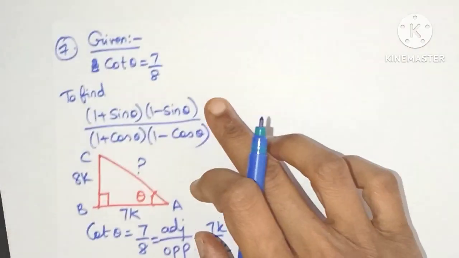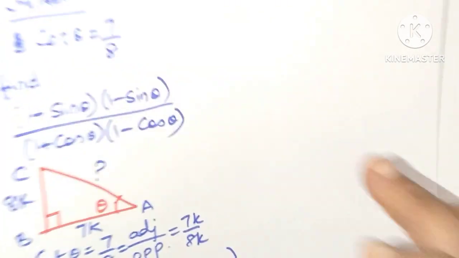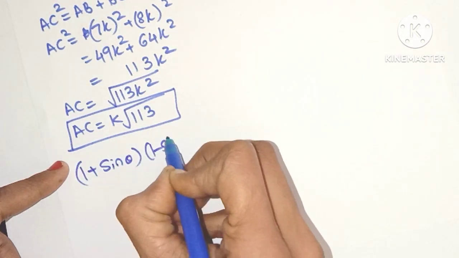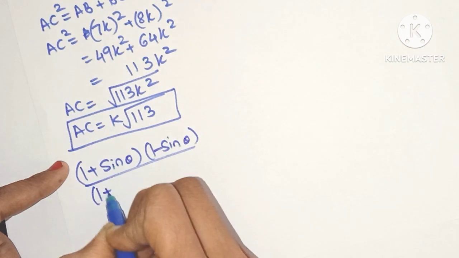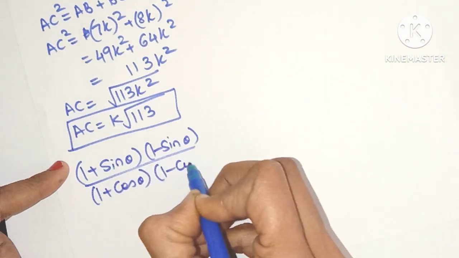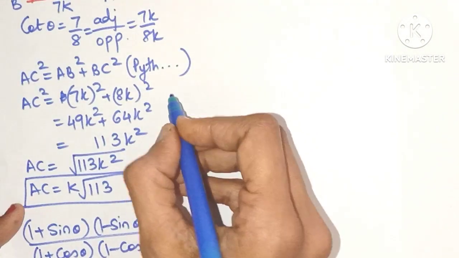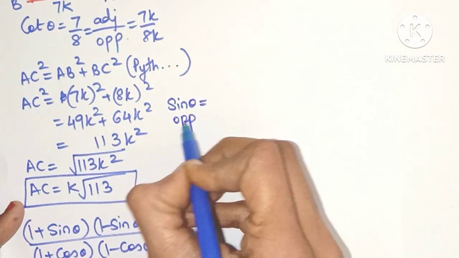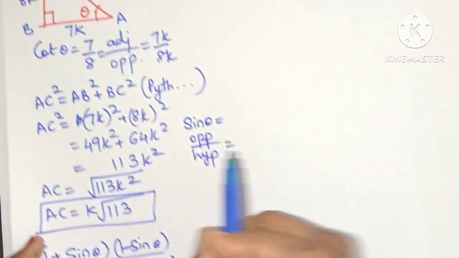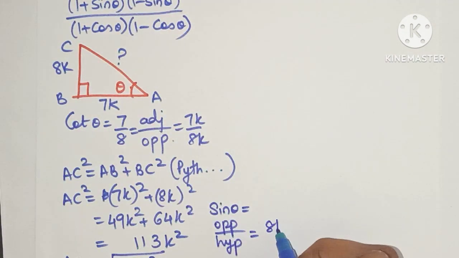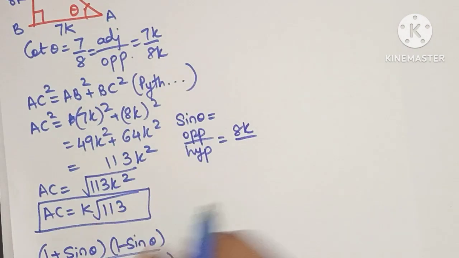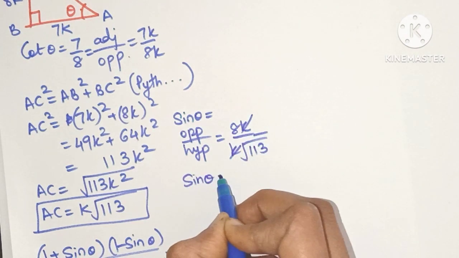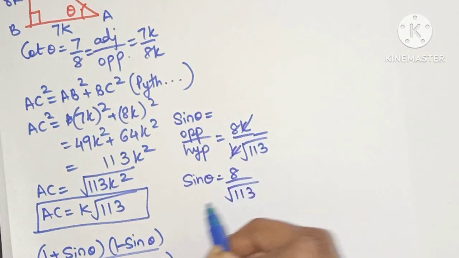Now let's come back to what we want. We want to find out this value. So let me just copy it. (1 plus sine theta) into (1 minus sine theta) divided by (1 plus cos theta) into (1 minus cos theta). Okay, so let us find out, friends, what is sine theta. Sine theta is nothing but the opposite side upon the hypotenuse, which is, the opposite side is 8k and the hypotenuse is, yes, we just found out this as the value. So the sine theta is nothing but 8 by square root of 113.